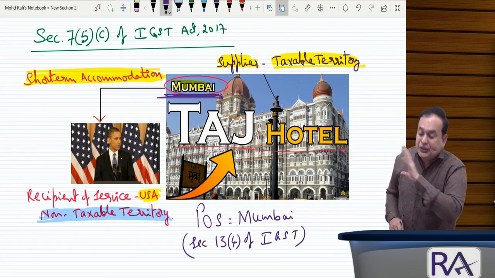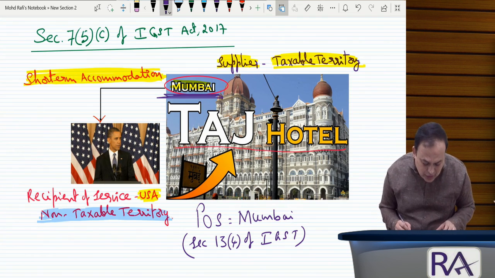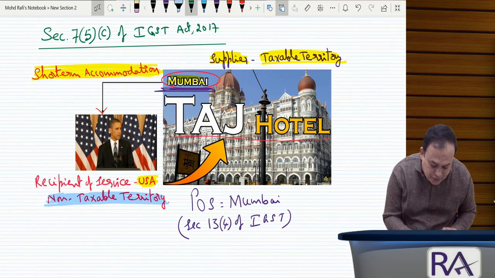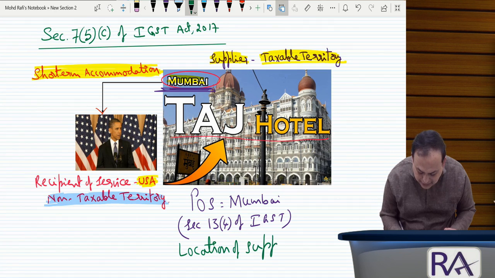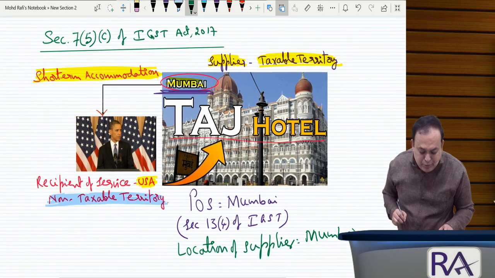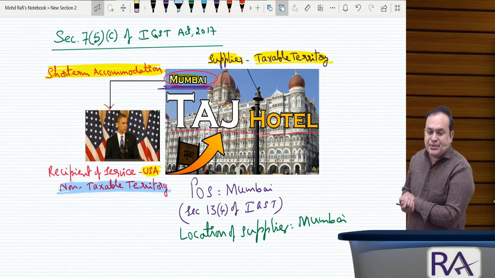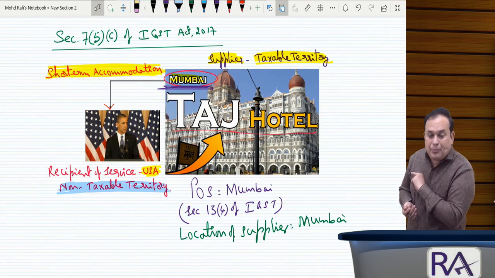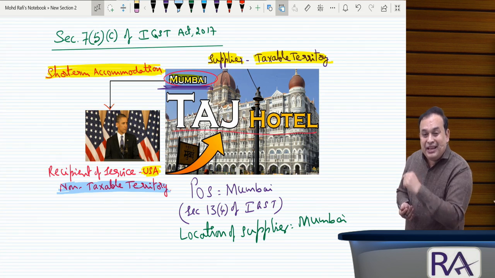Is it clear? If that is the case, location of supplier also at Mumbai. Location of supplier also in Mumbai. This is what the provision speaks here. You got the clarity, my dear sir? Any difficulty from this given case? Section 13.4 only applies because here the recipient is from outside India, supplier from India.